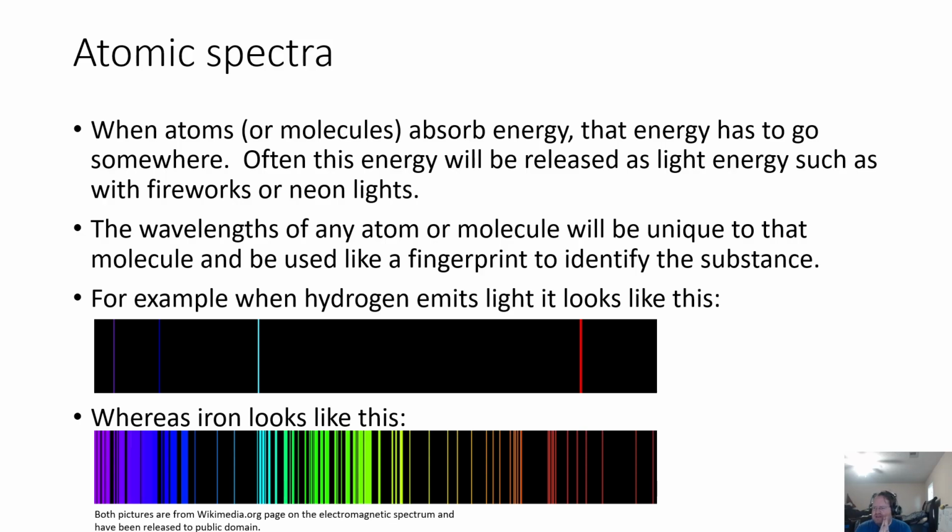The wavelength of light that any atom or molecule can absorb will be unique in the sense that it makes it like a fingerprint for that particular substance. So remember, wavelength is directly connected to energy. So the amount of energy that it takes for an electron to move between particular energy levels is going to have a particular wavelength associated with it.